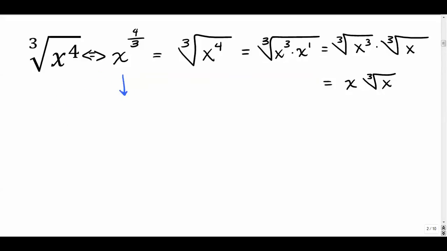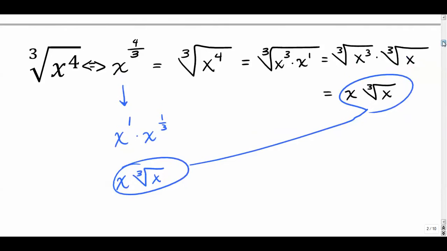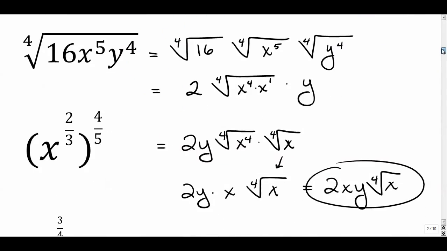So I've got x to the 4/3. Well, if I divide 4 over 3, I get 1 and a third. So that's x to the first times the cube root of x. So you might like that method better. You get the same answer. I guess I should have mentioned that at the onset, but I'm glad I caught that.